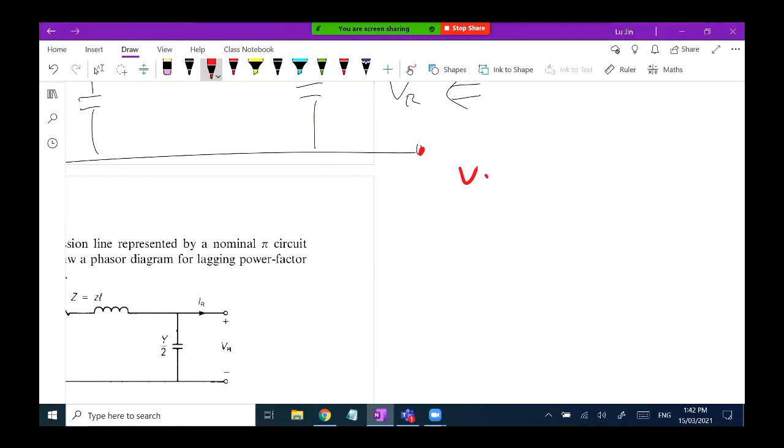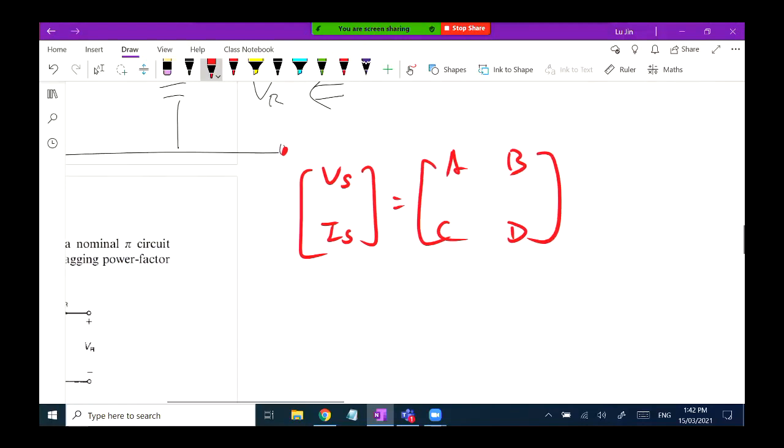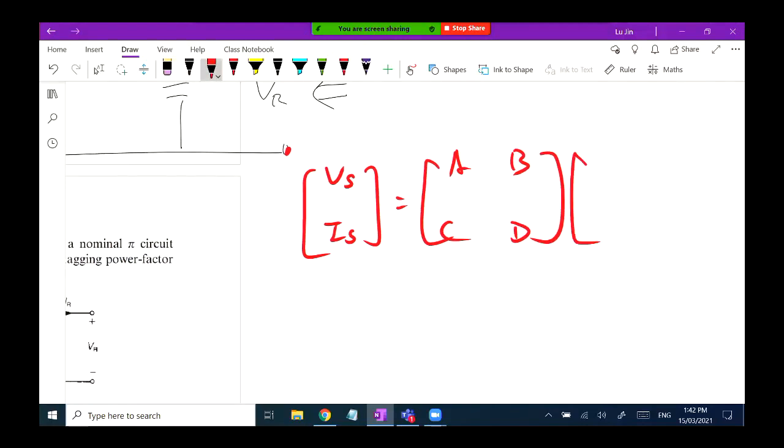So we are focusing on the VS and IS, right? And the ABCD, these four elements, remain unchanged. But at the rightmost, first of all, there is no current at the receiving side. The current is 0. Correspondingly, the voltage at the receiving side is the no load voltage. And the question is asking us to determine the no load voltage. So we want to determine this term here.